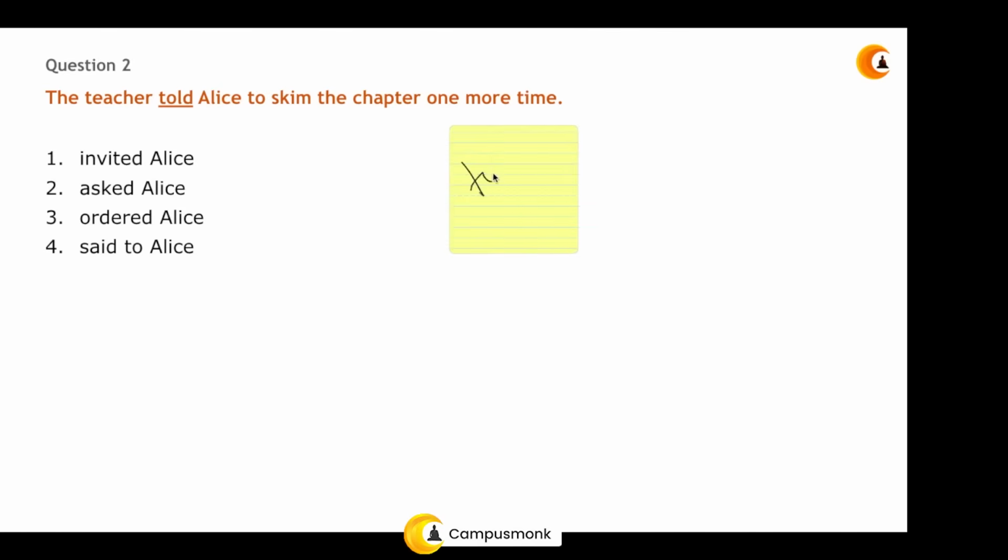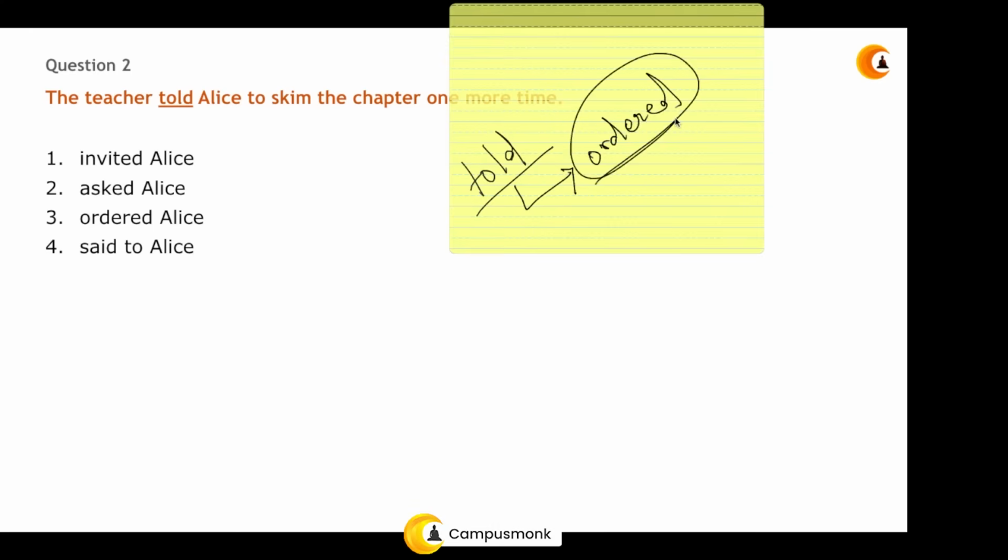Now the underlined word is told. Okay, now when is it used as told? That is when you are ordered with something. Okay, that is when you are ordered with something. He was told not to enter the class. That is an order. Okay, that he should not enter the class, he has been told.